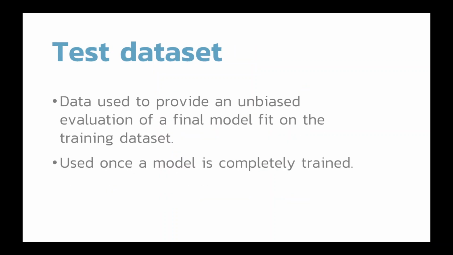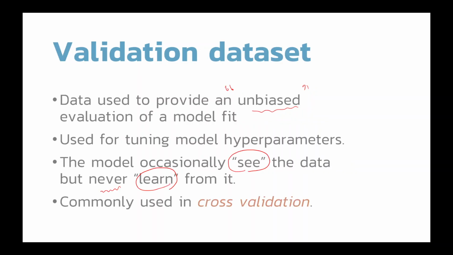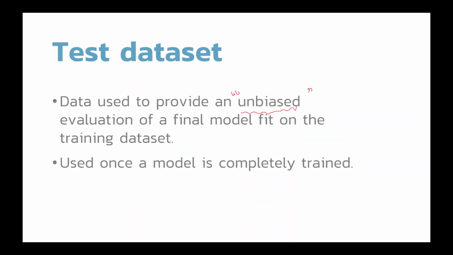Okay. All right. So the test data is something that you can use to provide an unbiased evaluation. But again, if you don't have a validation data set, this is actually not true. So that's the point. If you only have train and test, you cannot claim from your test data that your evaluation result is unbiased. So that's the point, right?